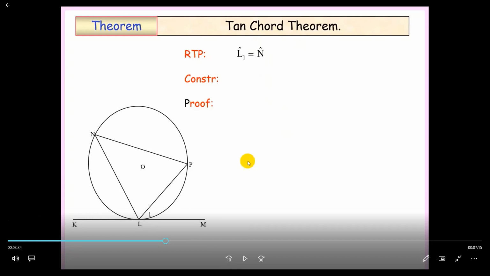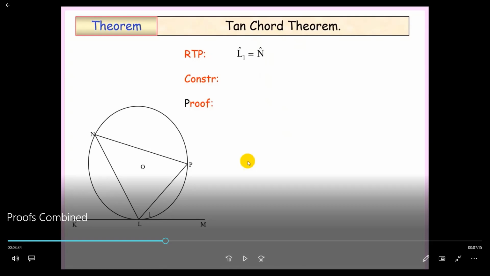Let me know when you're ready to start. Everyone's got a diagram? Yes, sir. Okay. No, not yet. Yes, sir. All right, give you another minute. Not yet. One second, sir.